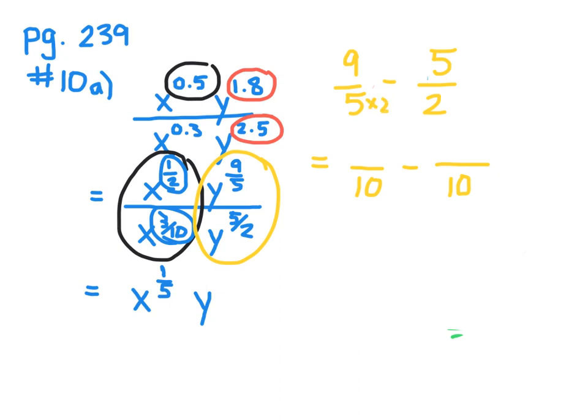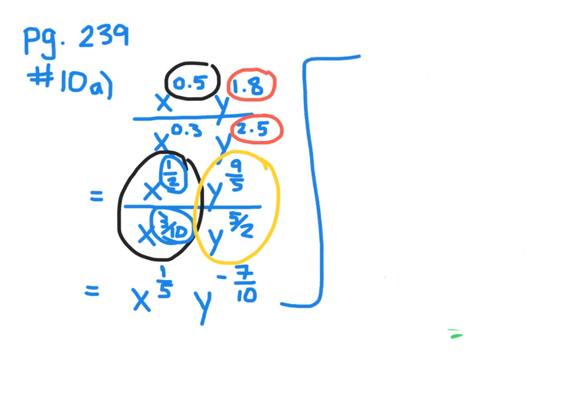And how did I make the first one a 10? Well, I multiplied by 2, so I have to do the same to the top. So 9/5 is the same thing as 18/10. And 5/2, how did I make this a 10? I multiplied by 5, so I must do the same to the top, multiply by 5 as well. And so 5 over 2 is the same as 25 over 10. And so 18/10 minus 25/10 leaves me with negative 7/10. And I can't reduce that. So this would leave me with y to the power of negative 7 over 10.